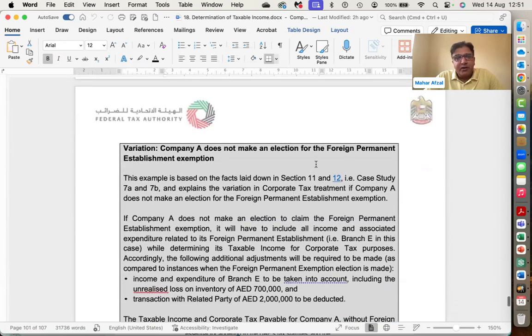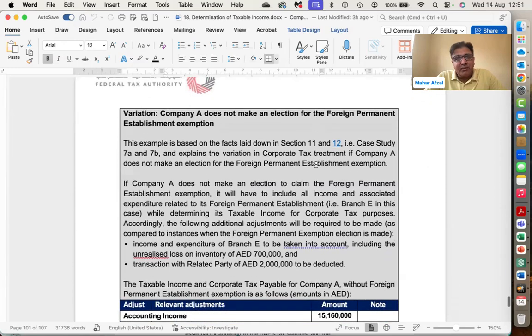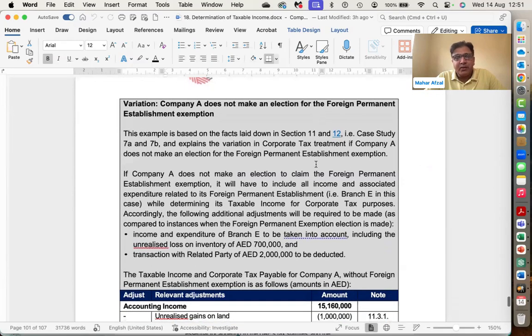If they have not made the election for foreign PE, then it will be subject to tax. If you have a branch outside the UAE and you have not made the foreign election, the branch will be treated as a separate company. Then you need to consider all income and expenses. You need to calculate the income and expenses of that branch as per the UAE law.